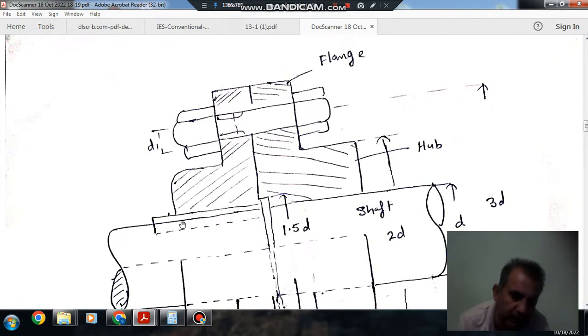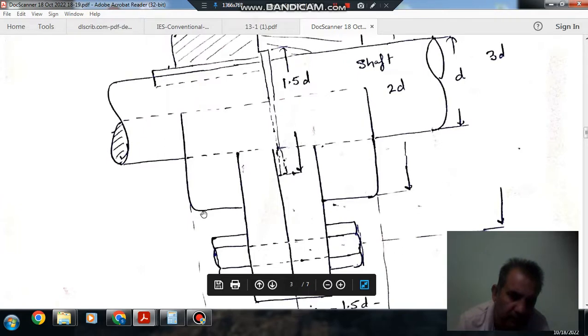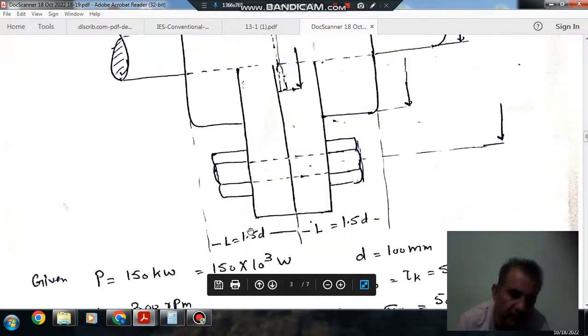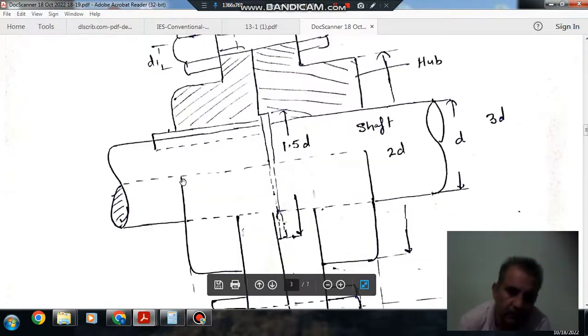Its length is approximately equal to the length of hub, so that is equal to 1.5 d. And the diameter of bolt is d1.